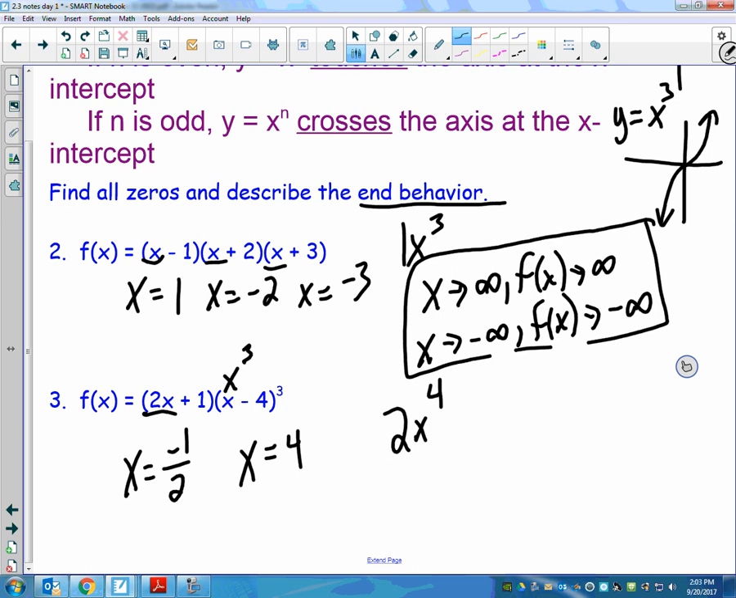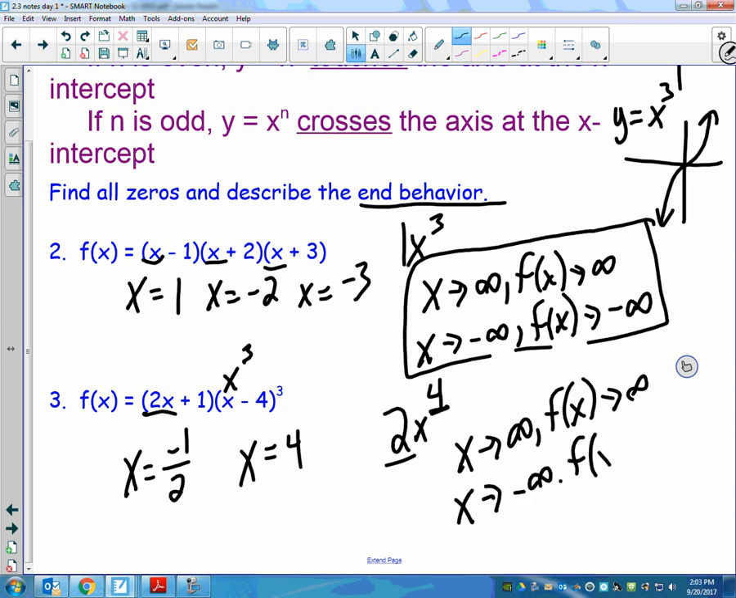So now that we know it's 2x to the fourth, that's an even degree with a positive leading coefficient, so both arrows would be going up. Yes? So I would say as x goes to infinity, f of x goes to infinity, and as x goes to negative infinity, f of x goes to infinity. Yes? No? Maybe so?